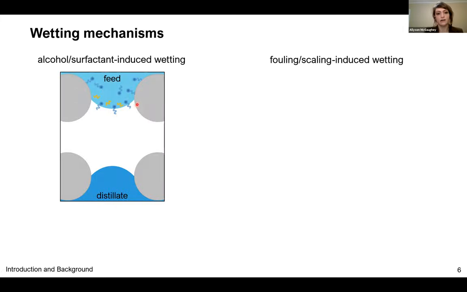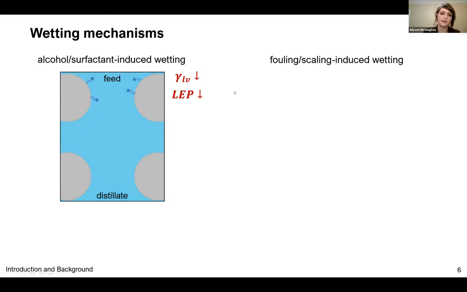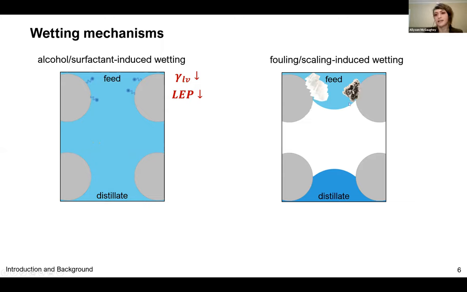So if surfactants or alcohols are present in the feed solution, they can accumulate at the feed vapor interface due to concentration polarization, which results in a lower surface tension of the feed, which reduces the LEP and can drive wetting. If fouling or scaling occurs, then crystals and foulants can deposit or grow on the membrane surface, which can reduce the effective hydrophobicity of the membrane, which reduces LEP and can drive wetting.